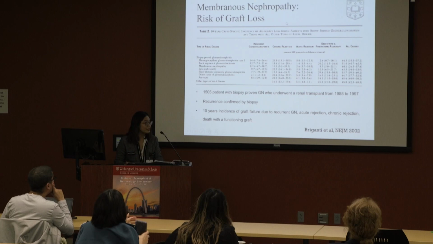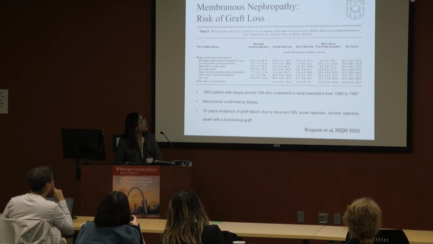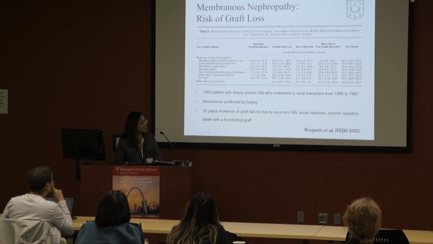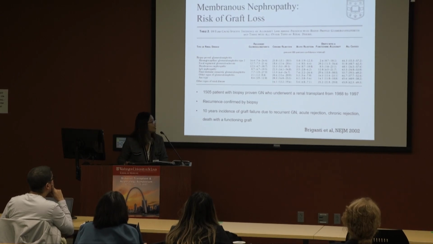And then this is another study looking at the impact of the recurrent membranous on graft loss. It was a study of 1,500 patients with biopsy-proven GN, different kinds of GN, and recurrence was confirmed from the biopsy. The outcomes was risk of graft loss from different causes, including recurrent GN versus different forms of rejection. So they found that there was a 12.5% incidence of graft loss from recurrent membranous nephropathy. And this study also highlights the impact of recurrent membranous on graft survival.